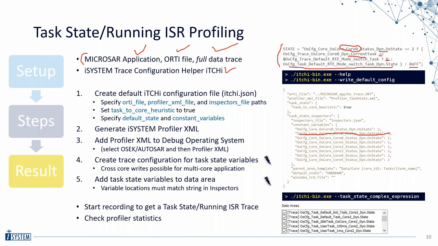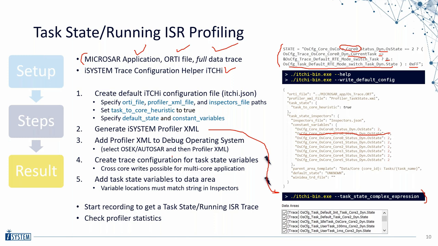Then once we have finished with that, it actually gets a little bit easier. For a second, we generate the profiler XML with the command task state complex expression. So that's this step. And then we add the profiler XML to WinIDEA. We already know how to do that. Same thing as with the RTE file. And then it gets tricky again, unfortunately.